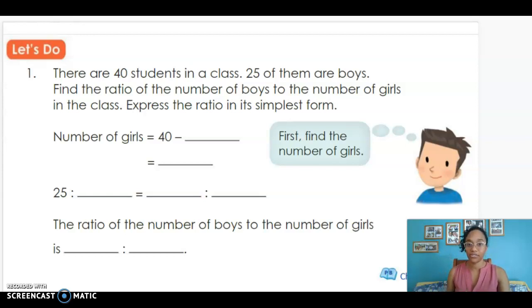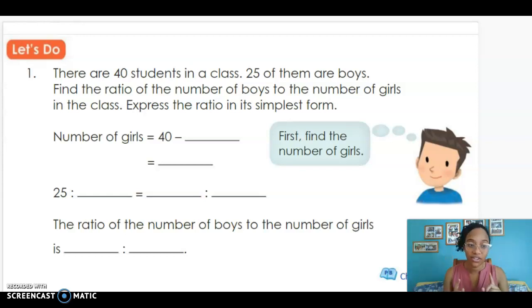Now it's time to answer by finding common factors to simplify the problem. Well, I noticed 25 and 15 both end in 5, which means that 5 has to be a common factor. Let's divide both sides by 5. So we have 25 boys to 15 girls, and 25 divided by 5 gives me 5. 15 divided by 5 gives me 3. So the new ratio will be 5 to 3. The ratio of the number of boys to the number of girls is 5 to 3.